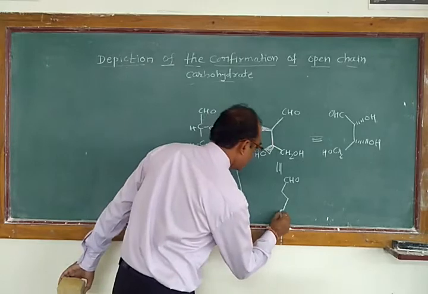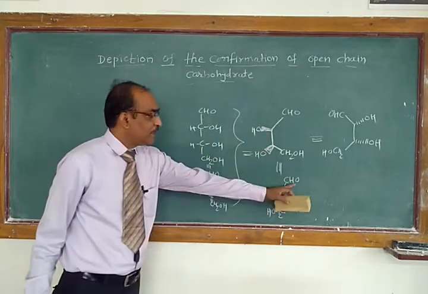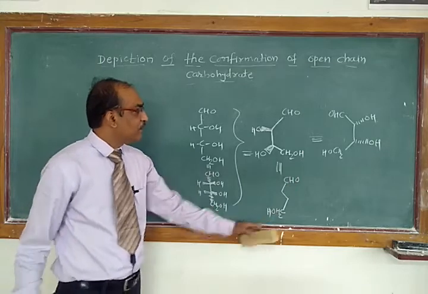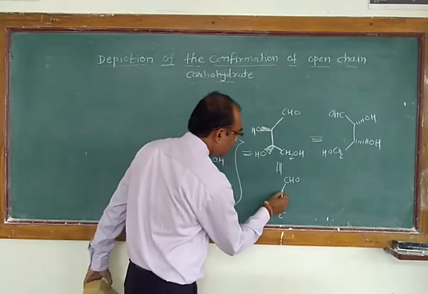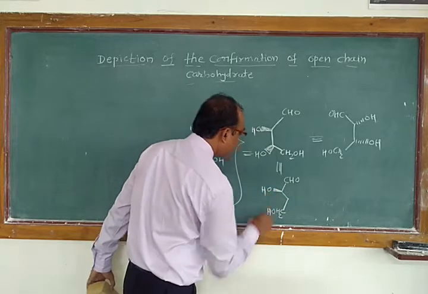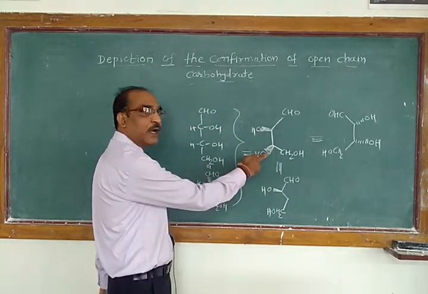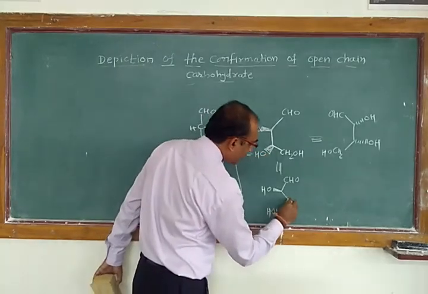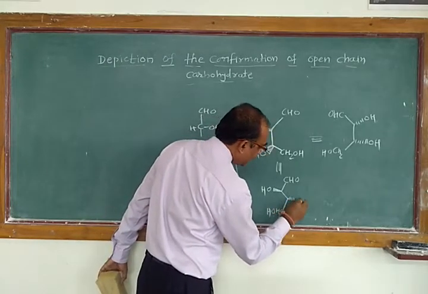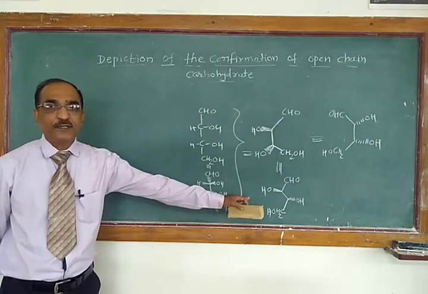Then here CH2. Then CHO and CH2OH is there. This carbon is having a hydroxy group. We are putting the same. This carbon, if it is on this side, it is above the plane. But whenever it goes this side, it is below the plane. So this is the representation.